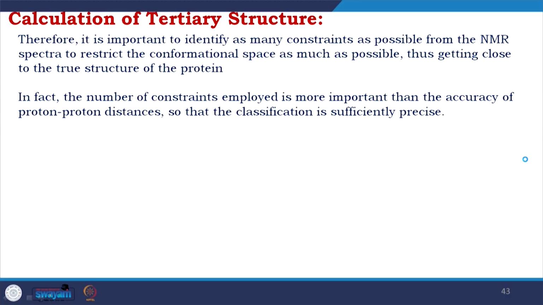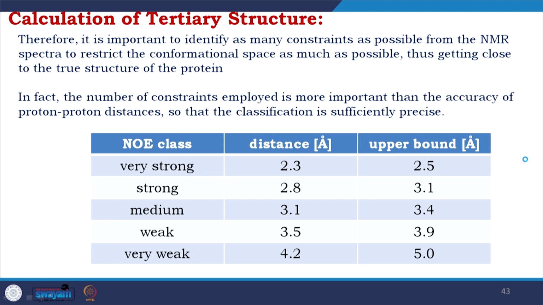In fact, the number of constraints employed is more important than the accuracy of proton-proton distances, so that the classification is sufficiently precise. So, if you see, I talked about the NOE class. For very strong it is 2.3 to 2.5, for strong it is 2.8 to 3.1, for medium it is 3.1 to 3.4, for weak it is 3.5 to 3.9, and for very weak 4.2 to 5.